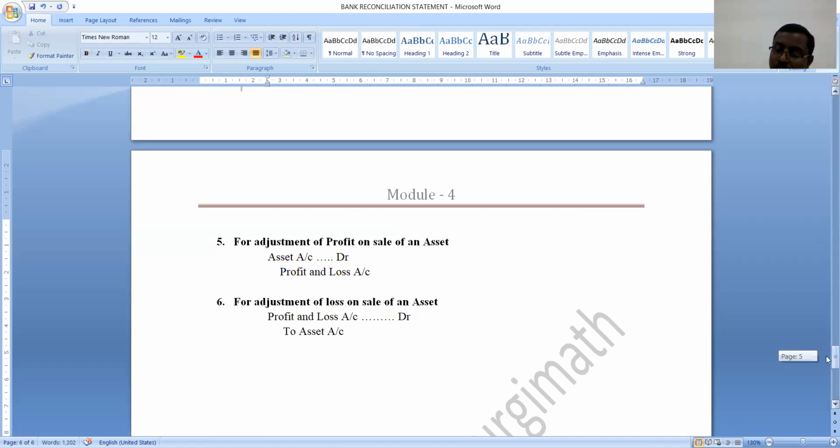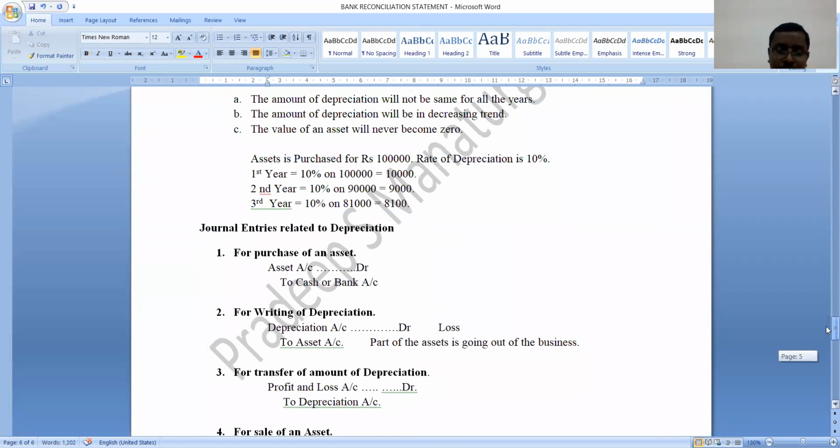You should be perfect with the first three journal entries, that is purchase of an asset, writing off depreciation, and transfer of depreciation to profit and loss account. Once again, I wish to recall all three journal entries. The first journal entry is for purchase of an asset. Asset comes in, cash goes out, asset account debited to cash account. For writing off depreciation, depreciation is a loss and part of the asset is going out of the business. So the journal entry is depreciation account debited to asset account.